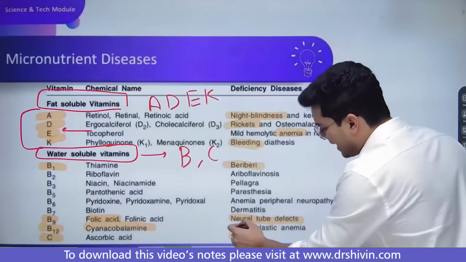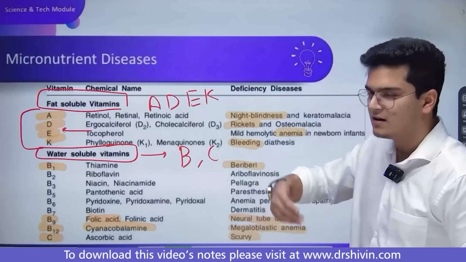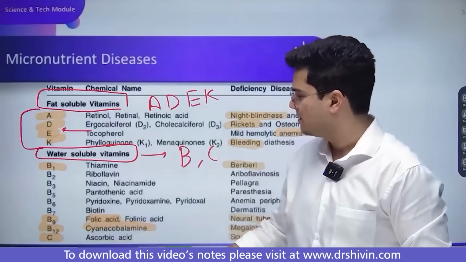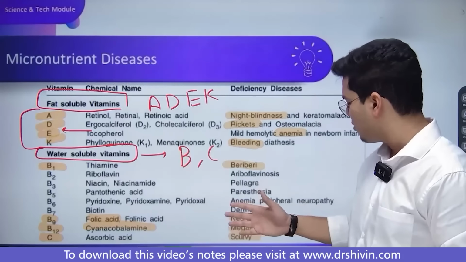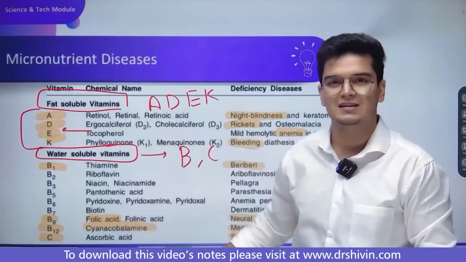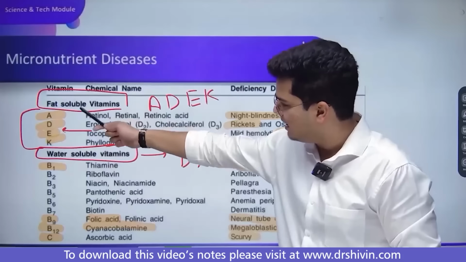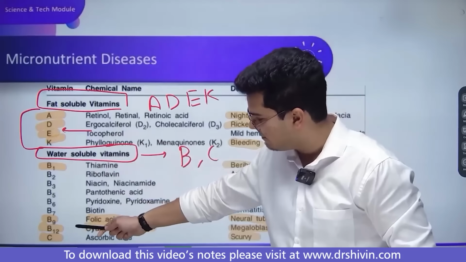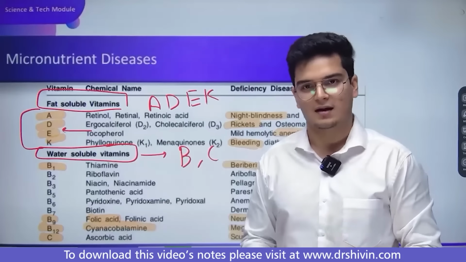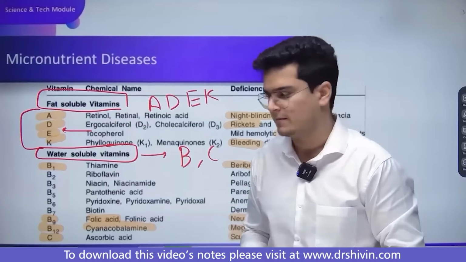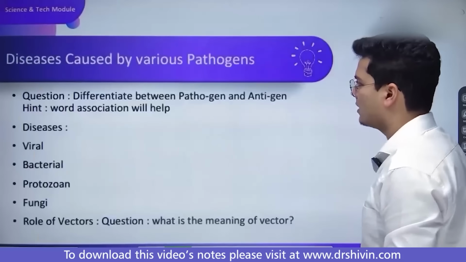This causes megaloblastic anemia. It is a different type of anemia, right? Baki is not that important, but I will still expect you to at least read once. ये A, D, E, K, B1, B9, B12, C, ये तो आपको याद करना ही है. This you cannot skip. Okay, all right.